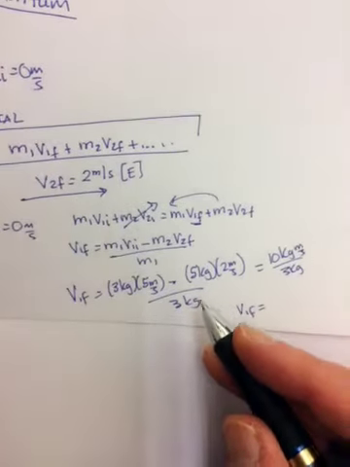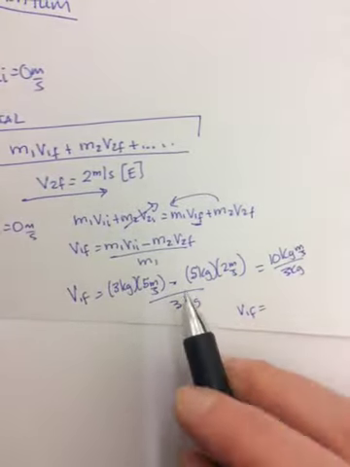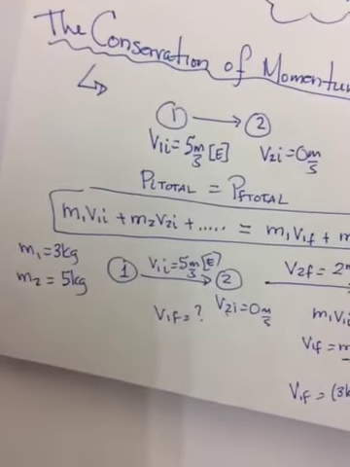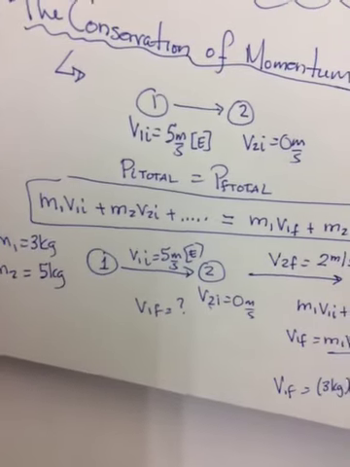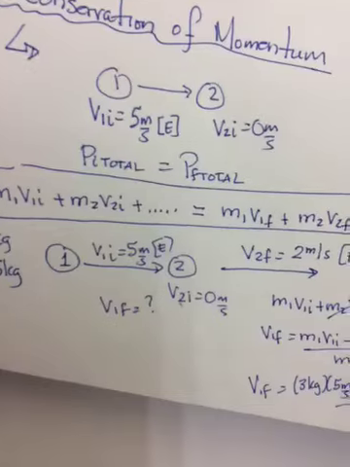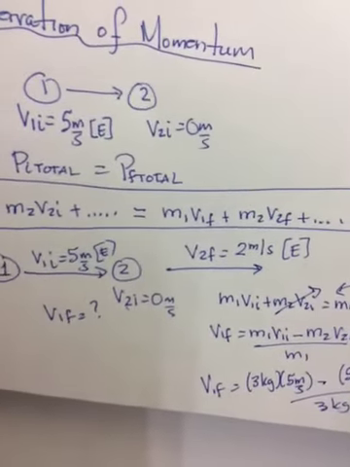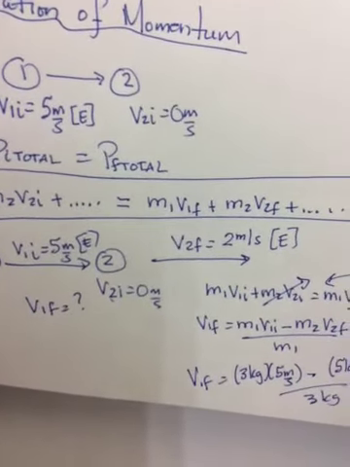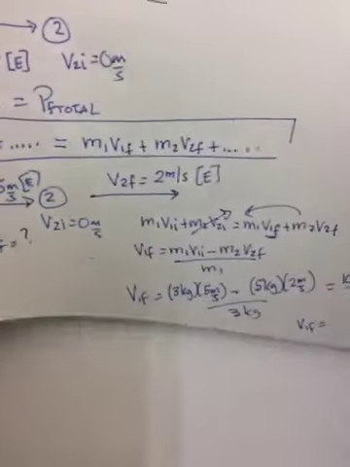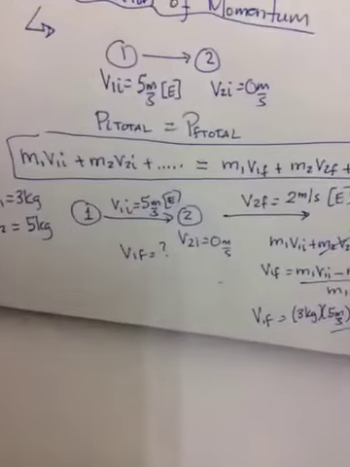Okay, so to finish the question we were on at the end of the last video, we were doing the conservation of momentum on a 3 kilogram object that was rolling 5 meters per second east when it smucked into a 5 kilogram object initially at rest. After the collision, the 5 kilogram object went off at 2 meters per second east, and the question was, what's the velocity of the 3 kilogram object?